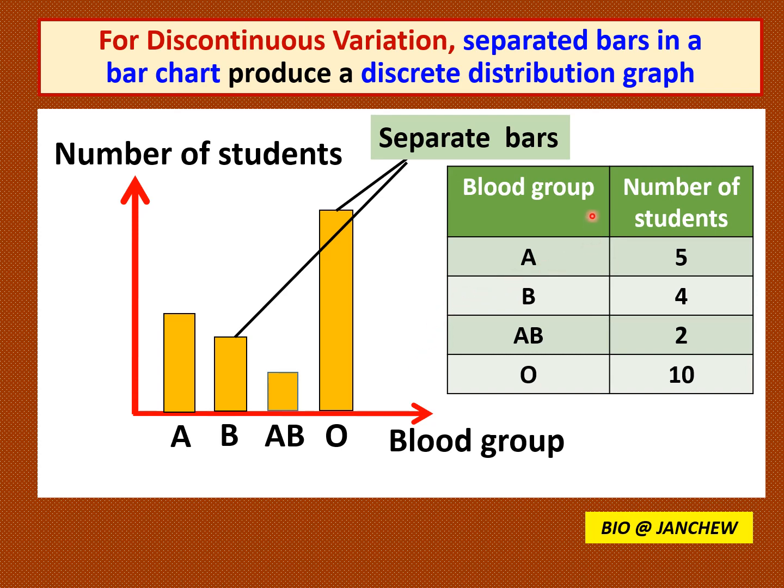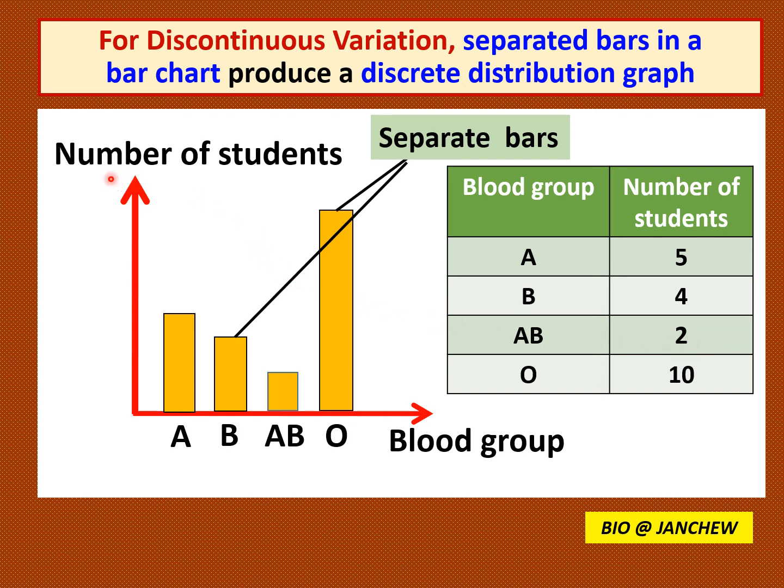Take, for example, blood group. So we can do a survey in a class to find out the number of students with blood group A, blood group B, blood group AB or O. Some students may have had their blood group tested before, so they know their blood group. Now, it has been found that blood group O is the most common blood group, and blood group AB is the rare one.